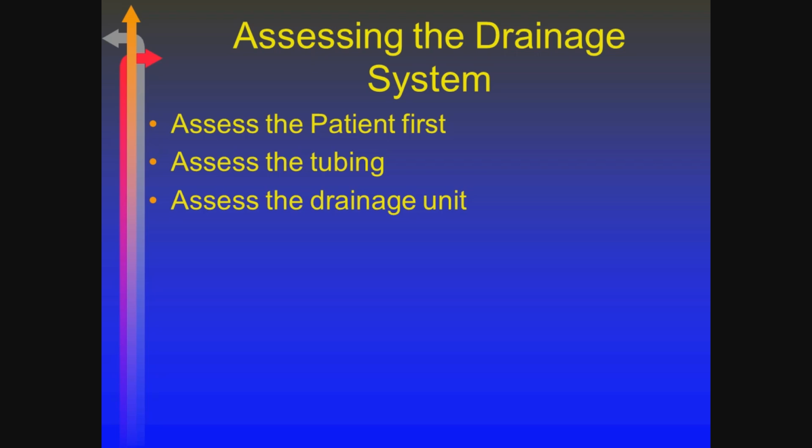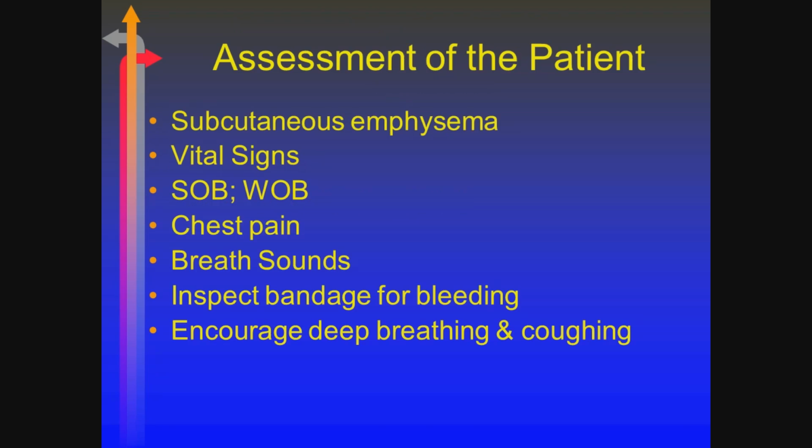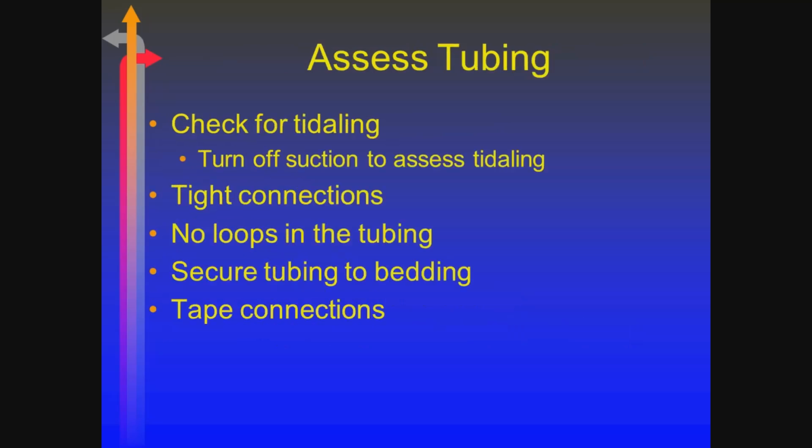Troubleshooting the system. Obviously, you want to go from the patient end back to the drainage unit itself, just like you would with the mechanical ventilator. Always start with the patient. As far as assessment of the patient, things like development of subcutaneous emphysema, what their vital signs are, any chest pain that they're complaining about, presence or absence of breath sounds, and looking at the site to see if there's excessive bleeding at it.